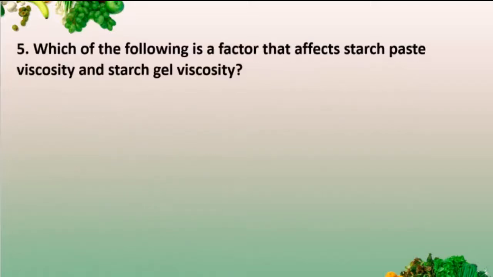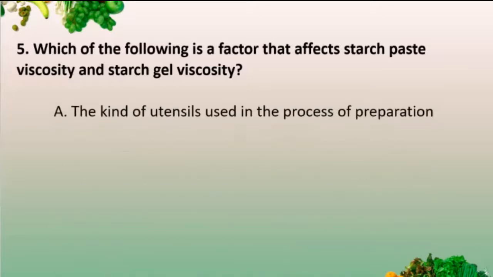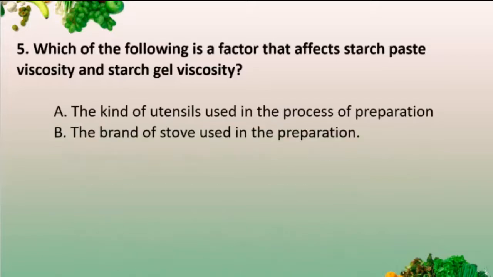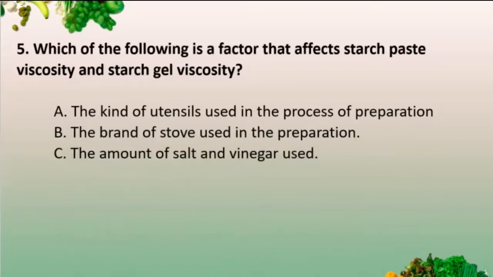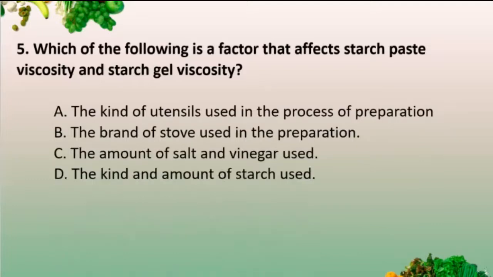Number 5. Which of the following is true? Factor that affects starch phase, viscosity, and starch gel viscosity. A. The kind of utensils used in the process of preparation. B. The brand of stew used in preparation. C. The amount of salt and vinegar used. D. The kind and amount of starch used.